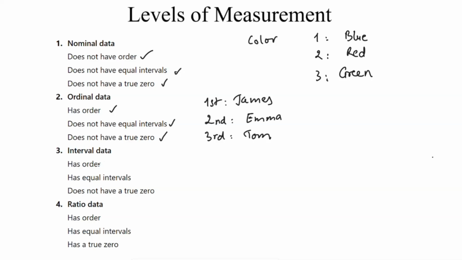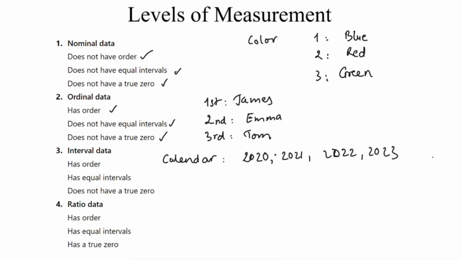Interval data. Interval data has order. Why? For example, calendar. Calendar is interval data. For example, 2020, 2021, 2022, 2023. It's interval data because it has order. 2023 is higher than 2022, right? Of course, 2022 is higher than 2021, right?